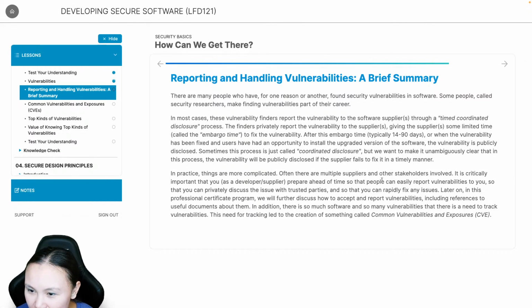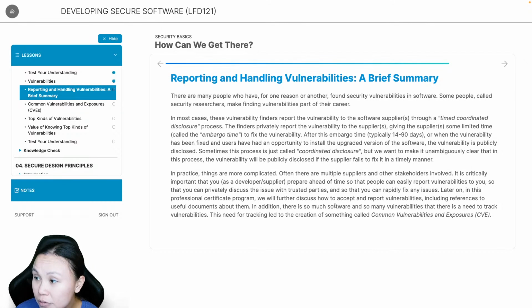When there are multiple suppliers and other stakeholders, it is critically important to prepare ahead of time so that people can easily report vulnerabilities to you, so you can privately discuss the issue with trusted parties, and so that you can rapidly fix any issues. The professional certificate program further discusses how to accept and report vulnerabilities.